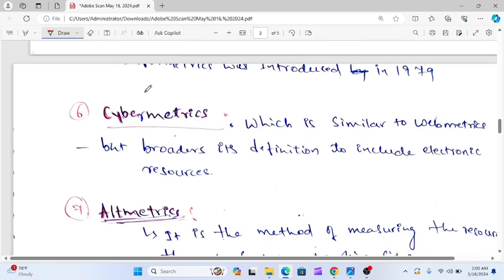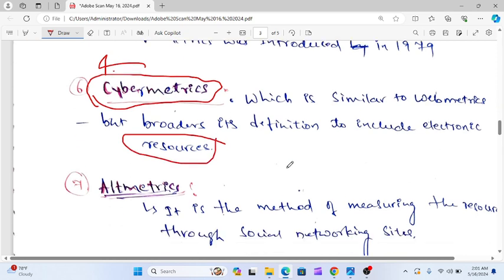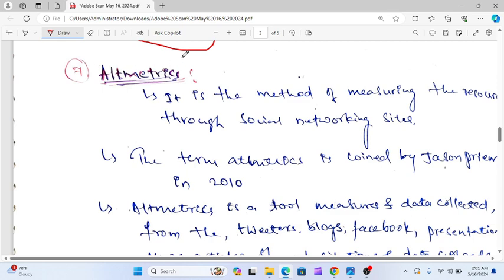Okay, now we come to cybermetrics. So what is cybermetrics? Cybermetrics is similar to webometrics but broadens its definition to include electronic resources. Webometrics also included the electronic resources which are available. Okay, and the seventh one is altmetrics.